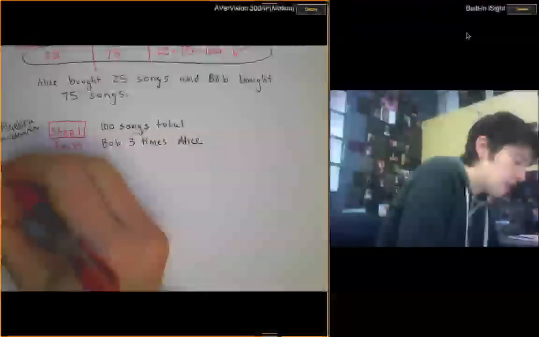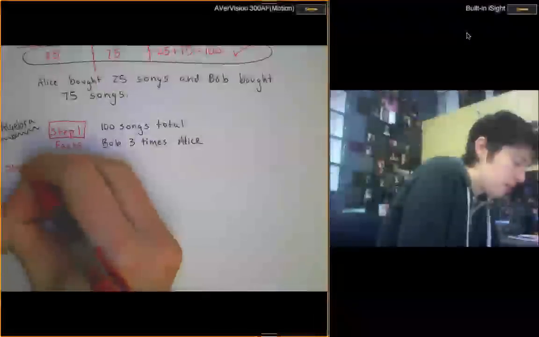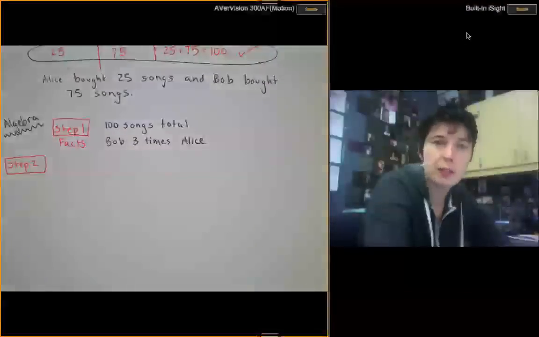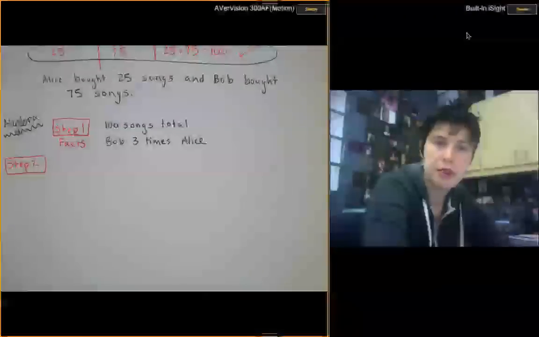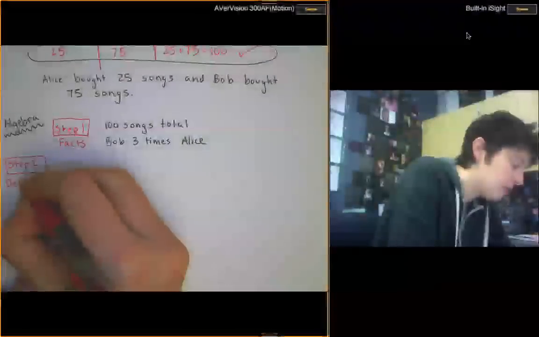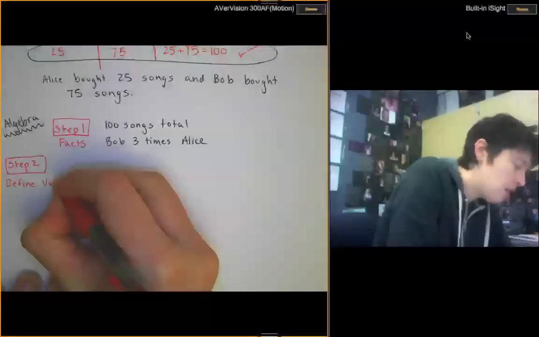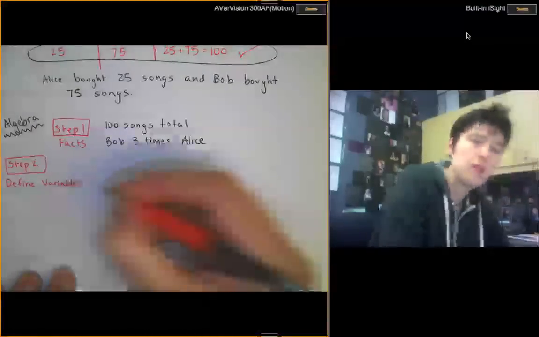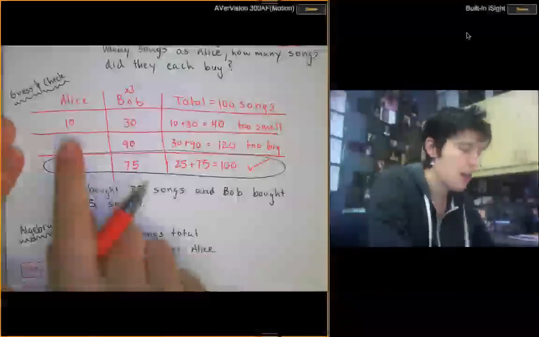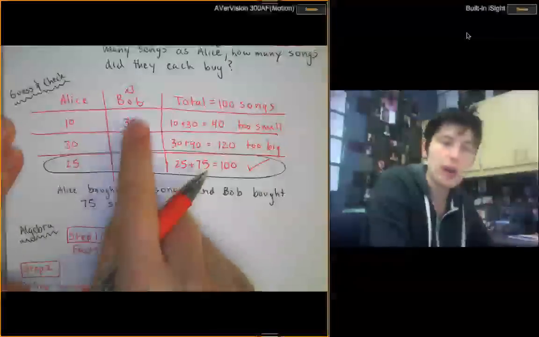Then we move on to step 2, and this is where we start pulling in some algebra. Step 2 is we need to define some variables. What are we trying to solve for? So step 2 is define variables. What are we trying to figure out? What are we guessing for? What are we solving for? You remember in the guess and check table, we were guessing for how many songs Alice had and how many songs Bob had. So Alice and Bob, those are our variables.